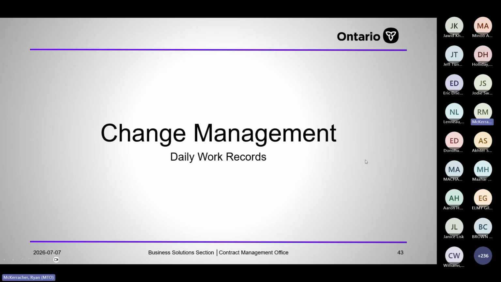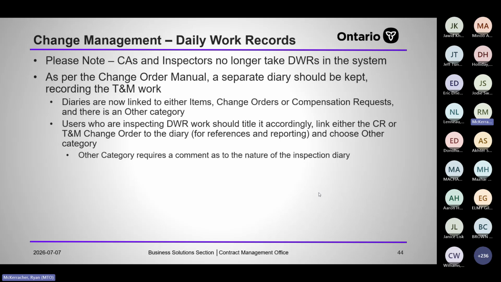Okay, moving on to daily work records. So CA's inspectors no longer take DWRs in the system. They simply review the contractor's daily work records. We tried to mimic the process in the field where they would submit a carbon copy at the end of the day to the inspector. The inspector would mark it up and say, no, it's not 7, it's 6. Oh, you missed a piece of equipment here. This, that, and the other. And then it goes to the CA for the final numbers to review the time material summary for payment.